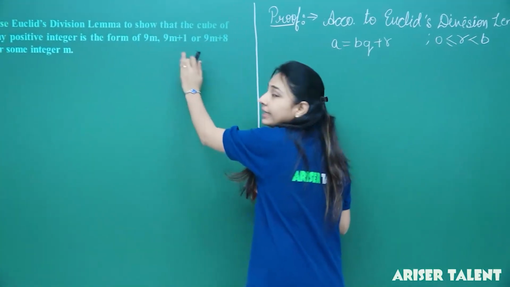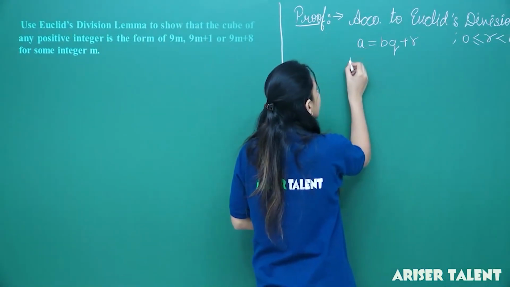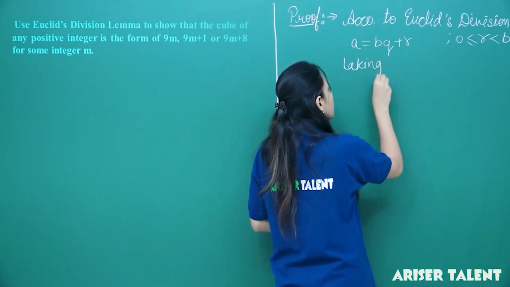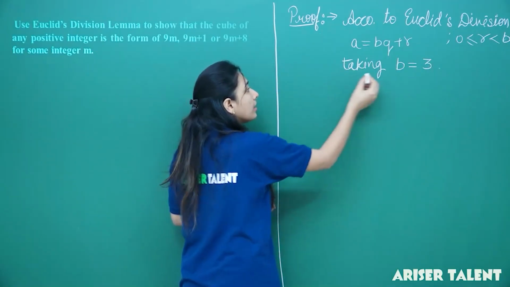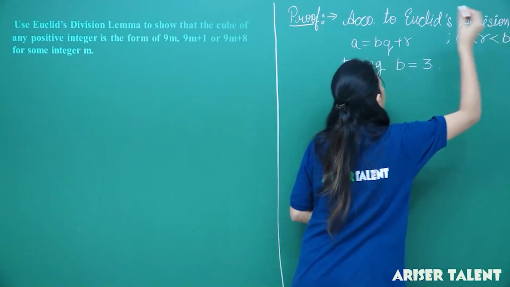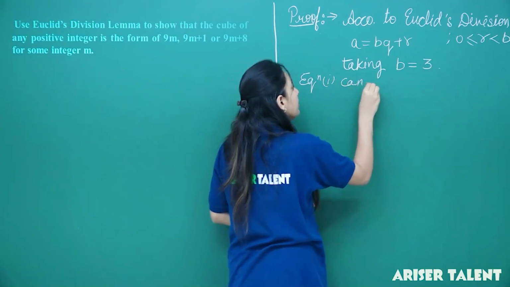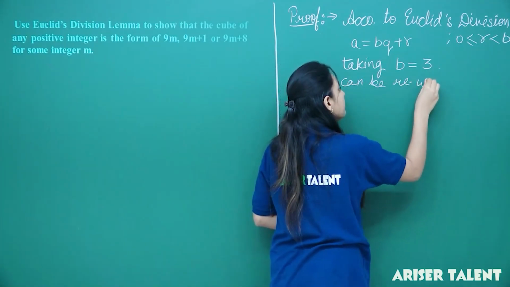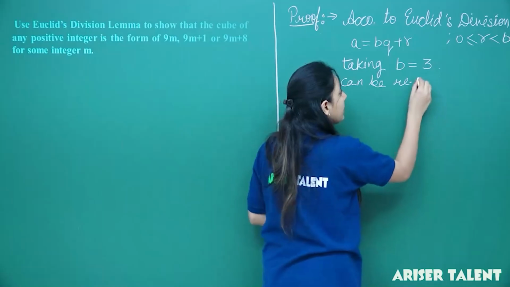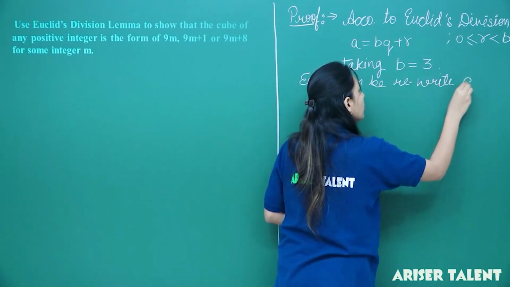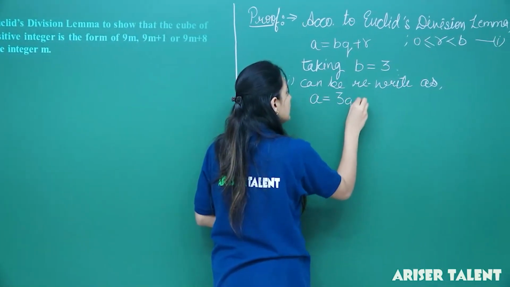Okay. Now, we have to prove this. So, what will we take? We will take b as 3. So, taking b equals 3, name it equation 1. Equation 1 can be rewritten as, write down in your notebook, a equals 3q plus r.